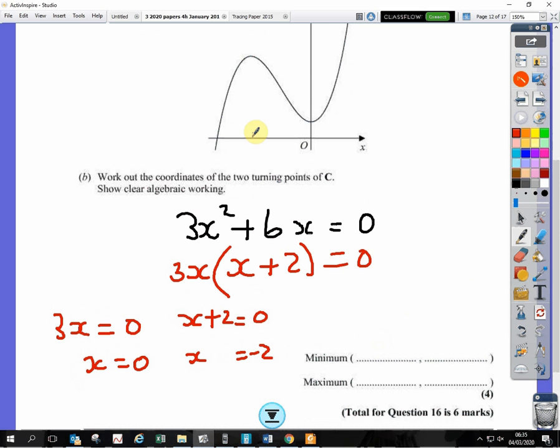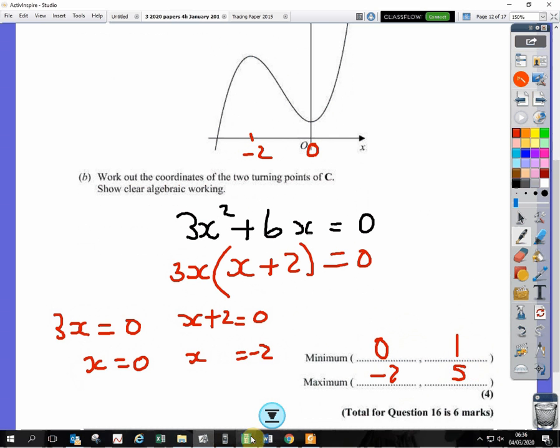Okay, so this one must be negative 2, and this one must be 0. So the maximum is at negative 2. This is a max and this is a min, for obvious reasons. We just need to work out the y values. You can work out the y values by substituting into the equation of the curve. So for the minimum, if you substitute 0 in, you end up with 1. If you substitute negative 2 in, you end up with 5.